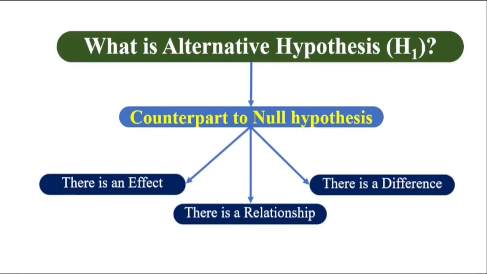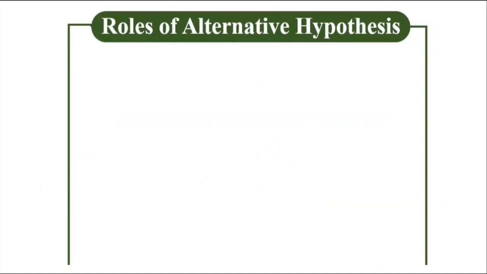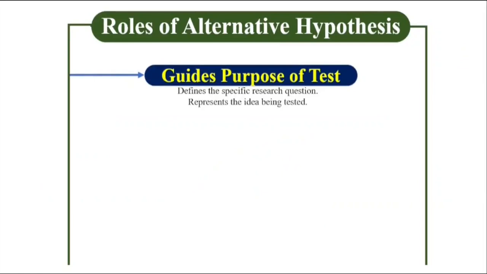It challenges the default assumption of the null hypothesis and suggests that the observed results are not due to chance alone. Typically, the alternative hypothesis plays four basic roles in statistical analysis. 1. It guides the purpose of the test.